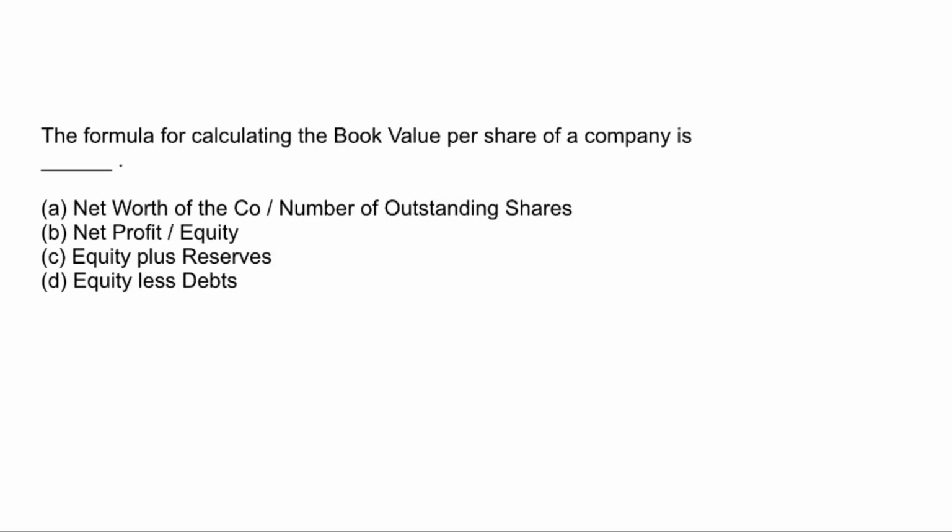Next, the formula for calculating book value per share of a company is: A. Net worth of the company divided by number of outstanding shares. B. Net profit divided by equity. C. Equity plus reserves. D. Equity less debts. And the correct answer is net worth of the company divided by number of outstanding shares.